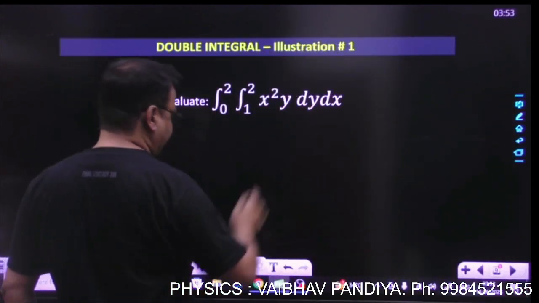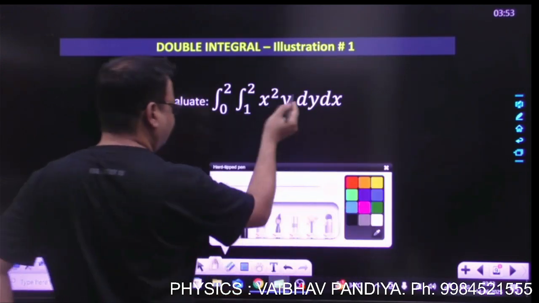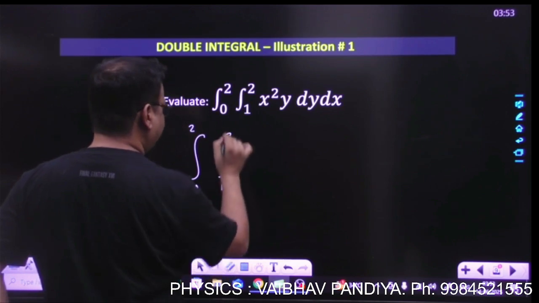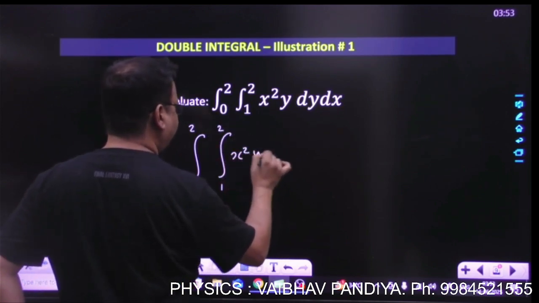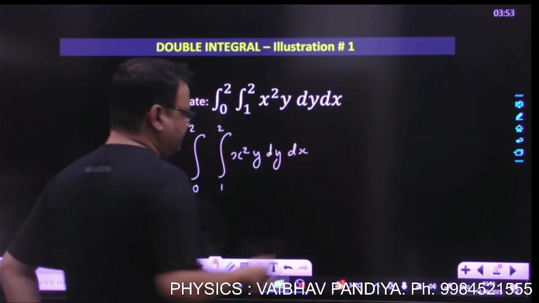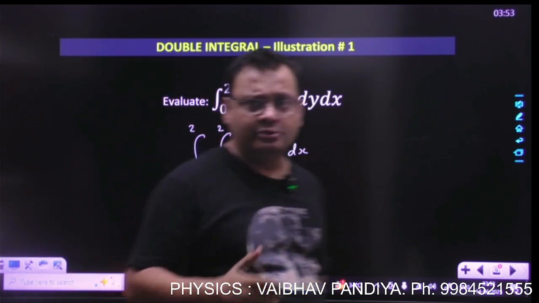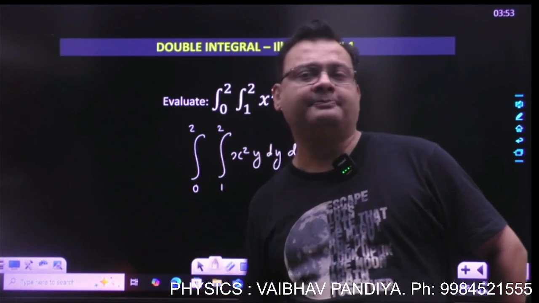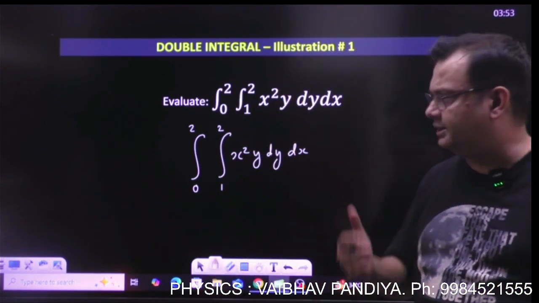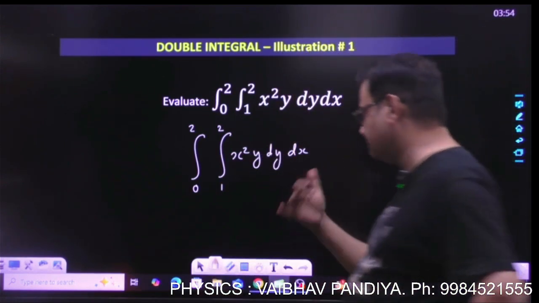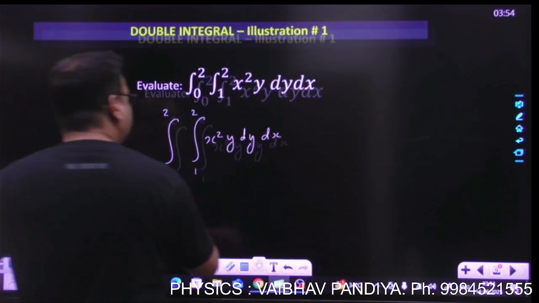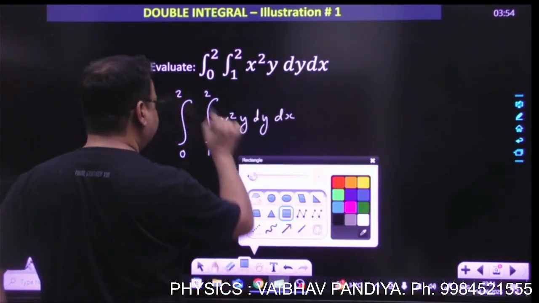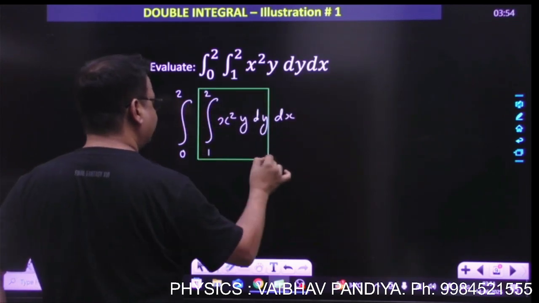X square y dy dx. So I guess already I did such type of problem, but just for practice again, I'm solving it. So x square y dy dx. What I recommend for better understanding, make the video still, solve it yourself in your notebook, take 2 or 3 minutes, and then resume the video and check your steps with my steps. In this case, we can say it's a multivariable integral. So I will start with the inner integral, something like this.